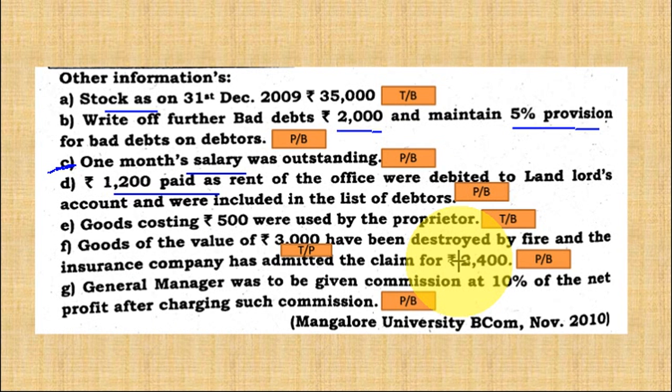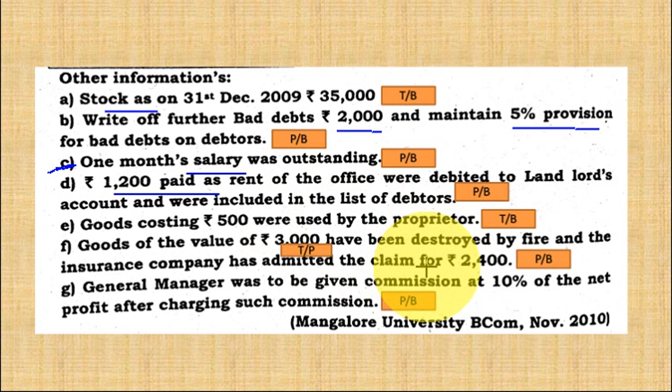Goods of the value of rupees 3000 has been destroyed by fire. So many problems, the same adjustment appears. Same thing. So how much goods? 3000 were destroyed by fire, and the insurance company's claim is 2400. So this 3000 we have to write in the trading account, goods destroyed by fire on the credit side, and profit and loss account in order to find out the loss, right? And this one 2400 in the profit and loss account you have to write in order to find out the loss.